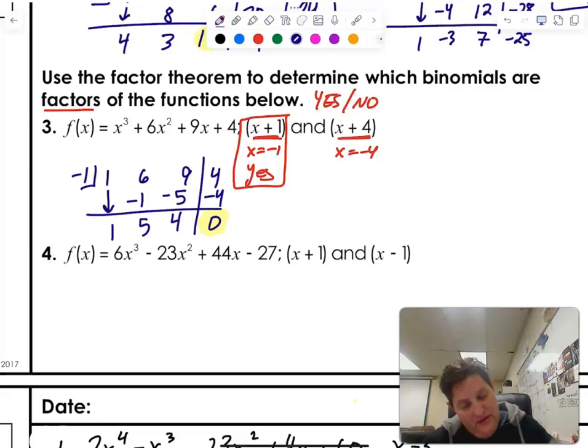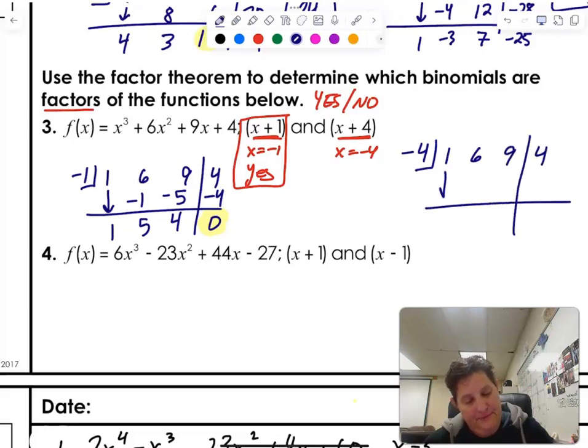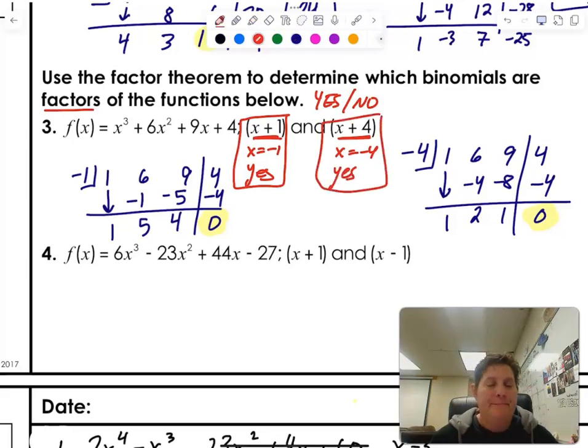Now I'll do my next one with negative 4. So it was 1, 6, 9, 4. 1 times negative 4 is negative 4, that's 2. 2 times negative 4 is negative 8, that's 1. 1 times negative 4 is negative 4, that's 0. Once again, I got 0. So this one is also a factor. Okay, both of them were.